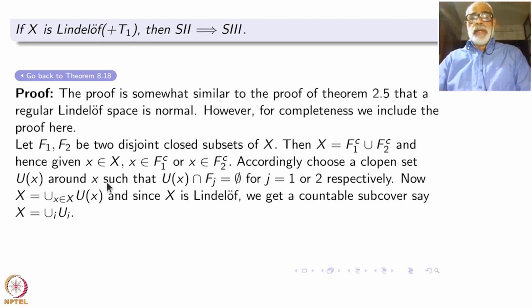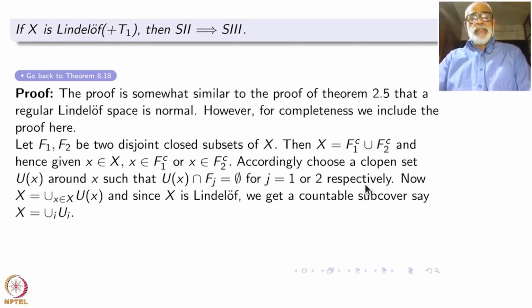clopen set U_x around x such that this U_x intersect F_j is empty. Accordingly, I have to do it. If x is inside F1 complement, I can choose U_x intersection F1 empty. If x is inside F2 complement, I will choose U_x intersection F2 empty. So this is by S2. The property S2 assures you that such a clopen subset exists.